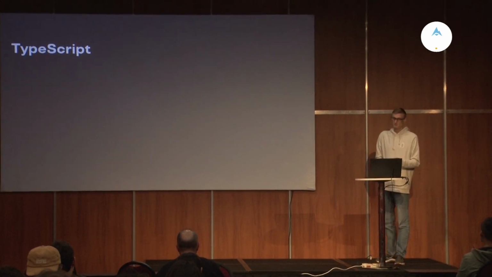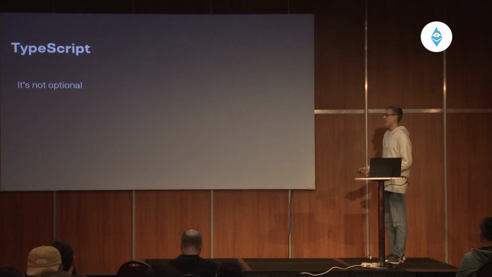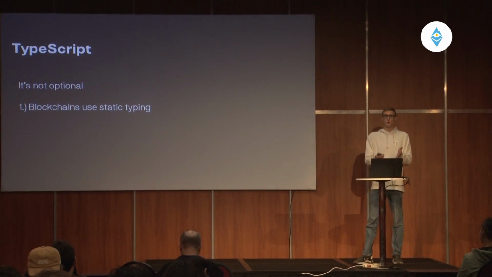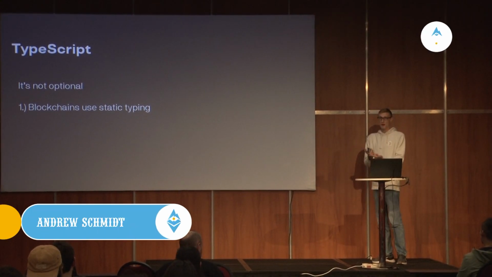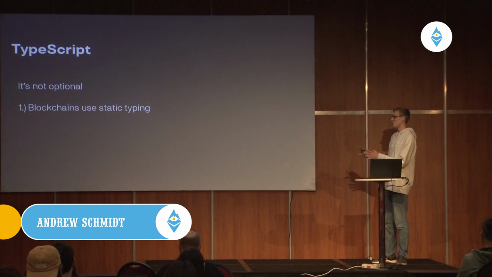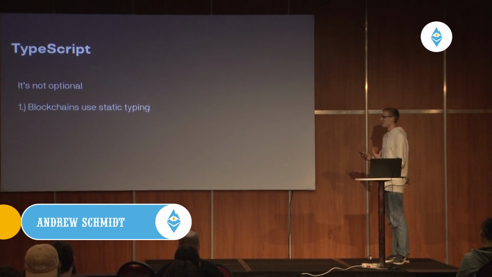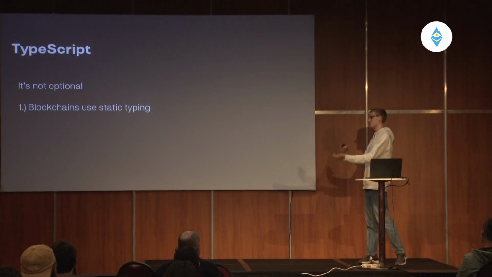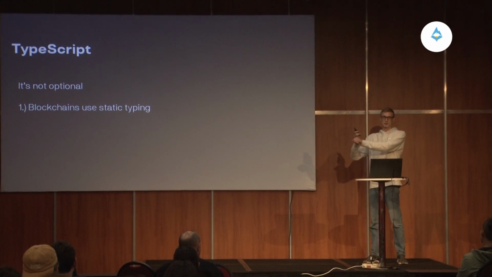So on the topic of vanilla JavaScript, if you are writing front-end applications, I truly believe that TypeScript is not optional. And I think there are three main reasons for this. Number one is that the blockchains themselves are using static typing. Every single time you call a blockchain function, a read method or a write method, the parameters that you are passing in and receiving are strongly typed. The analogy that I like to give is that using vanilla JavaScript when querying blockchain interactions is the equivalent of having a 4K TV and then using component cables to plug into it.